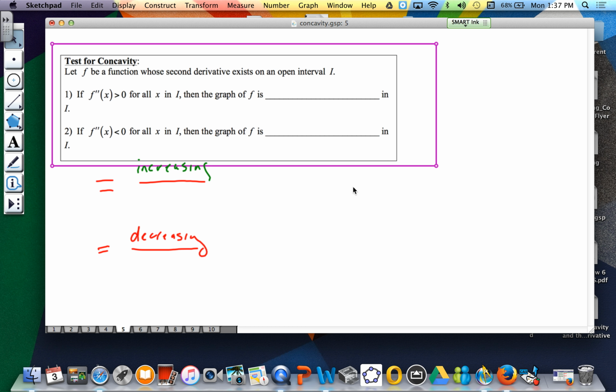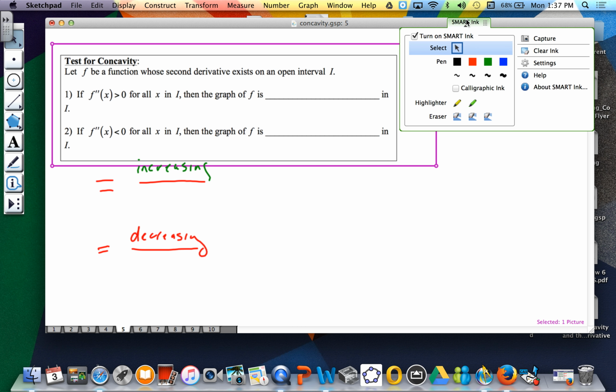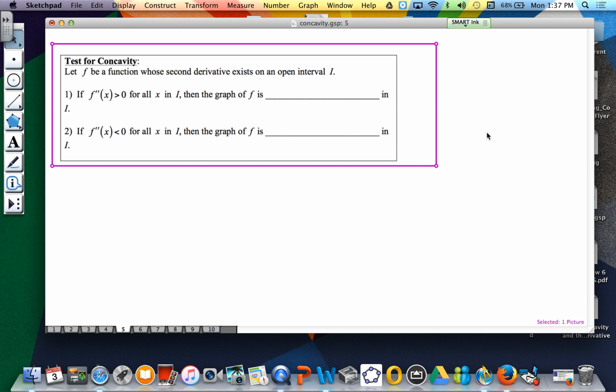So let's take a look at this sheet. Let f be a function whose second derivative exists on an open interval. If f double prime of x is greater than 0 for all x in I, then the graph of f is concave up. For f double prime of x less than 0 for all x in I, the graph of f is concave down. Let's look at y equals x squared.